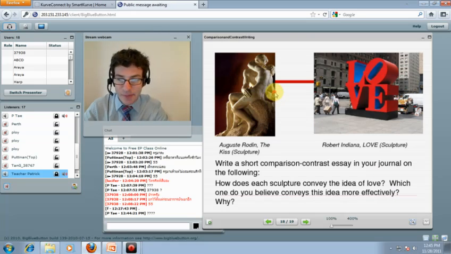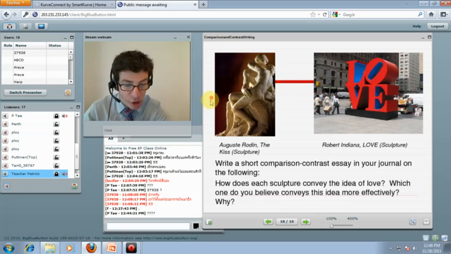So, let's think about this, guys. We have two sculptures about love. One is two people kissing. One is the word love spelled out. Which one do you think is better at showing love? Does two people kissing remind you more of love, or just the word love spelled out? There is no correct answer to this, but what you can say is this. The Kiss, this one, shows two people. It is very obvious. Two people kissing means love. The word love spelled out is a little weirder. It isn't as obvious. It's just the word love.